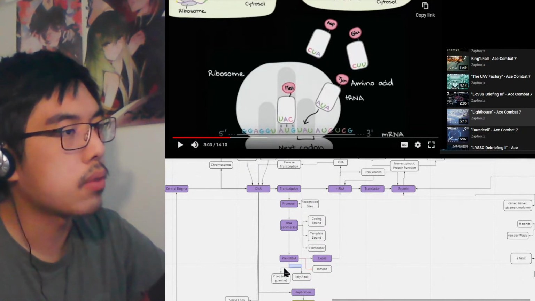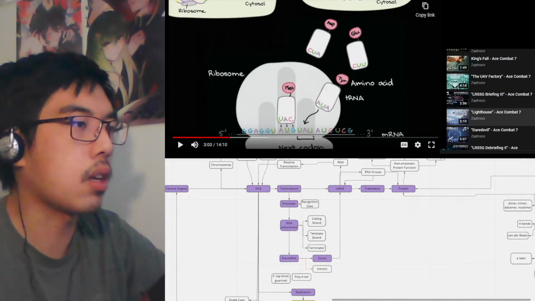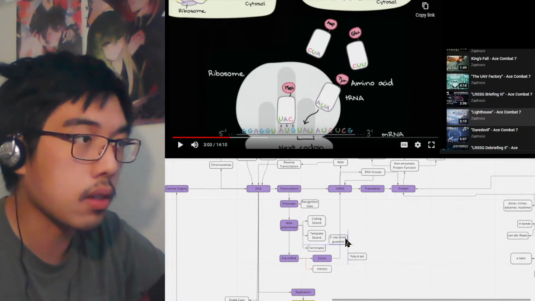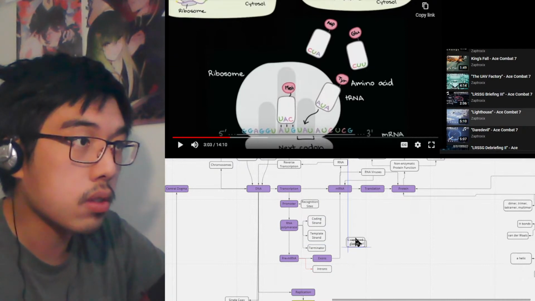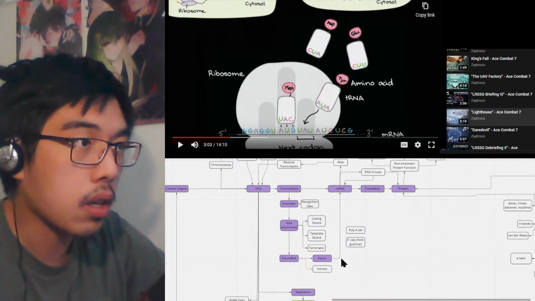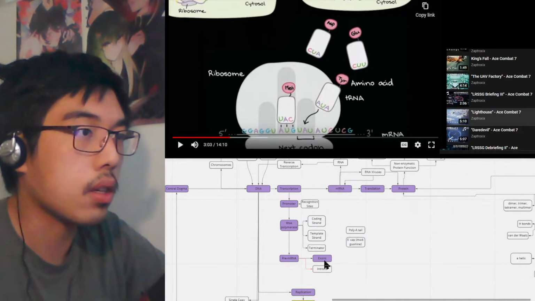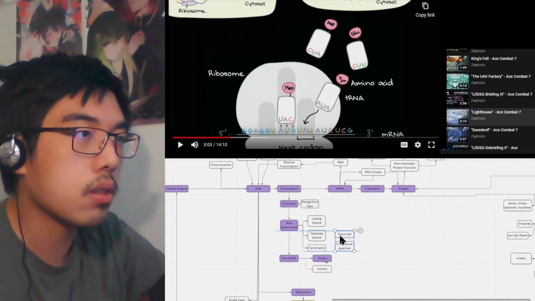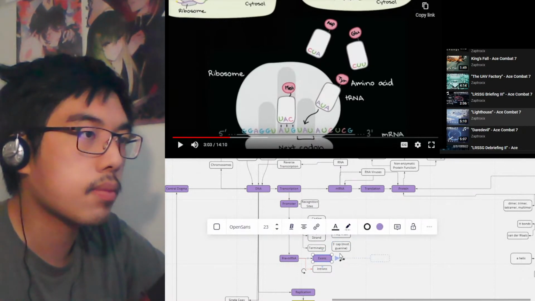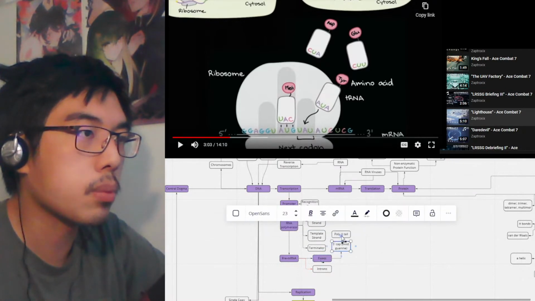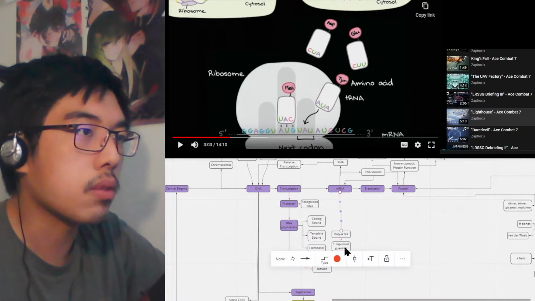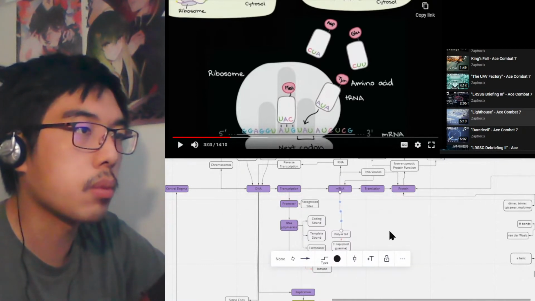Oh, shoot. The poly A tail is on the mRNA. Like the actual mRNA, the mature one, not the exons, or the pre-mRNA one. Okay, let's do that real quick. How will I represent that? Well, I guess we can just keep it simple. Like that, and that. Obviously, it's not going to be red, because that wouldn't make sense.